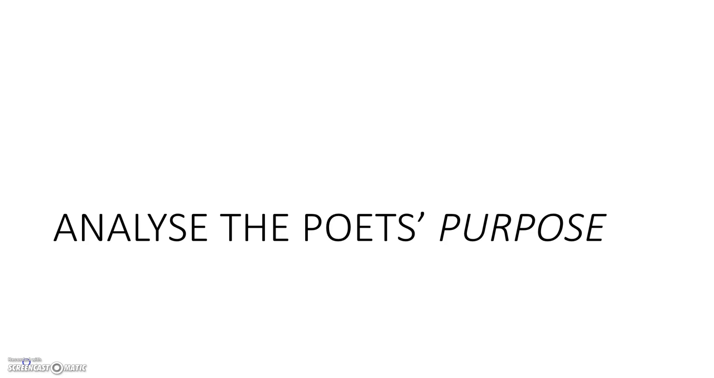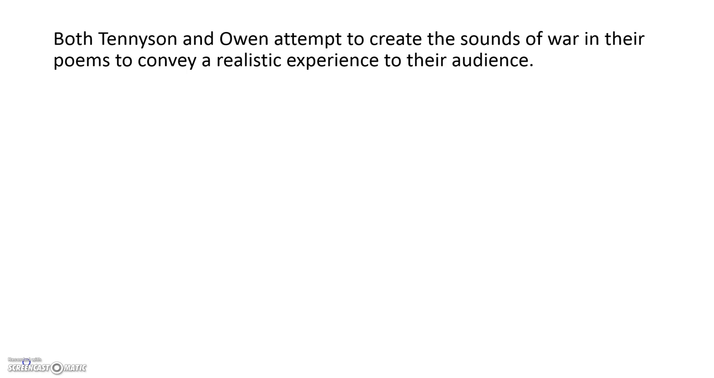Let's go through an example of a body paragraph that I wrote. This should be pretty familiar to you because we're looking at Anthem for Doomed Youth and Charge of the Light Brigade again. Now, topic sentence, first cookie. Both Tennyson and Owen attempt to create the sounds of war in their poems to convey a realistic experience to their audience. So what am I comparing in this body paragraph?